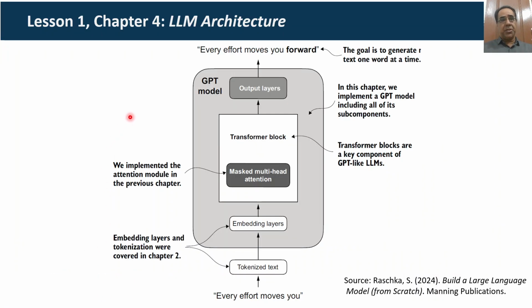The LLM architecture referenced in this figure consists of several building blocks. We will begin with a top-down view of the model architecture before covering the individual components in more detail. The GPT model shown here, in addition to the embedding layers, consists of one or more transformer blocks containing the masked multi-head attention module we previously discussed.